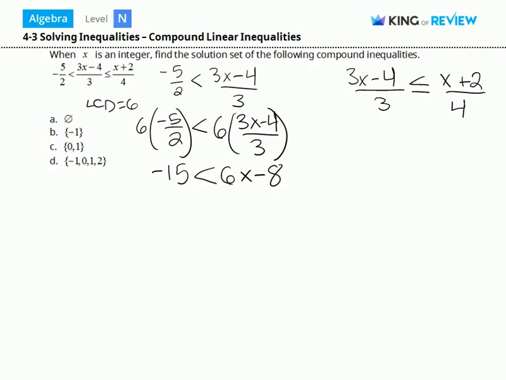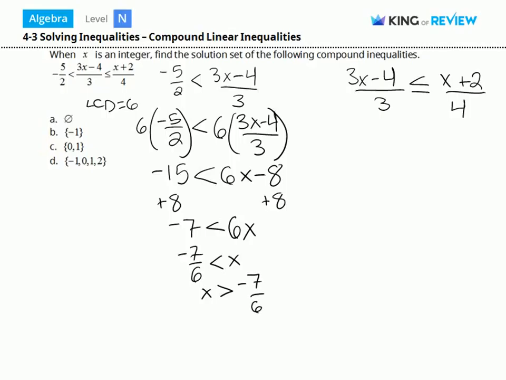And then I'll add an 8 on both sides. And this gives us negative 7 is less than 6x, and dividing by 6 on both sides, we get negative 7 over 6 is less than x. This can also be written as x is greater than negative 7 over 6.